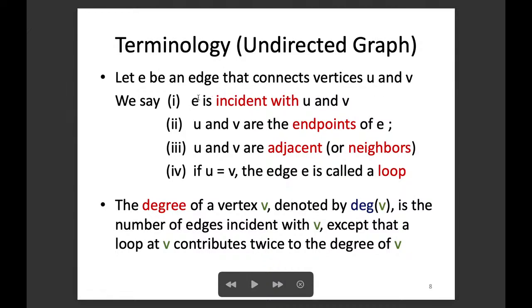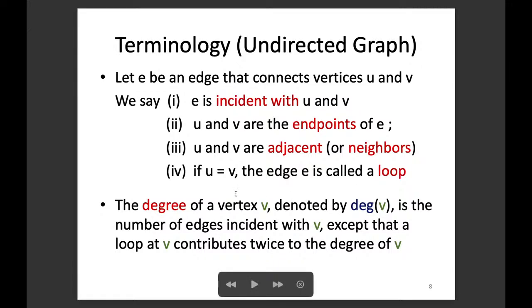So we will say that E is incident with U, or E is incident with V. So E is touching U and touching V. And then U and V will be called the endpoints of E. Because U and V are connected by an edge directly, we will say that they are adjacent, or they are neighbors. If it turns out that the edge is connecting the same endpoint together, then this edge is called a loop.